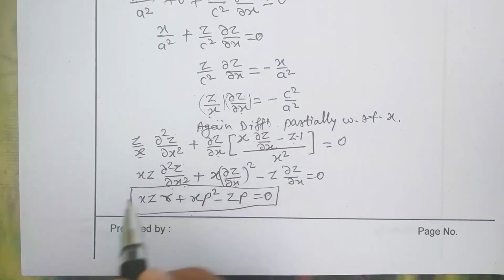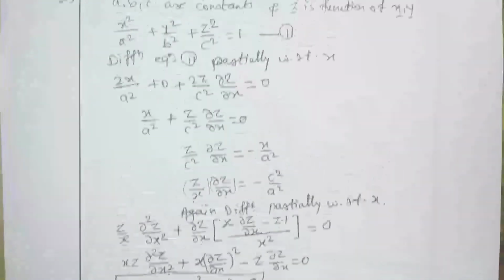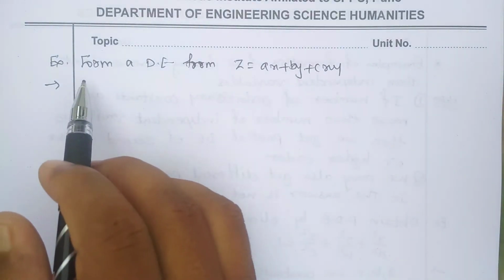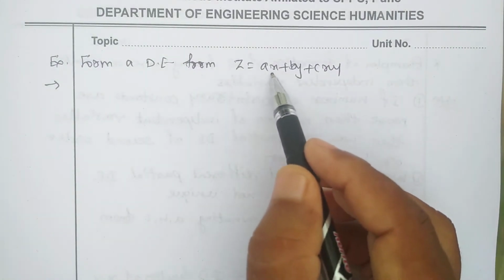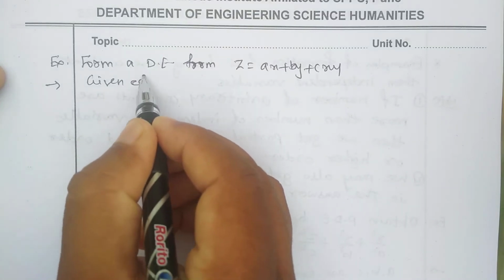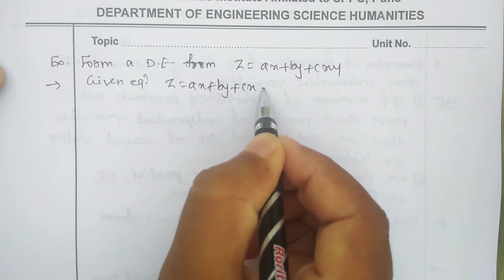See, it contains double derivative ∂²z/∂x², that is, it is a second order differential equation. Then next example. So next question is to form the differential equation from z equals ax plus by plus cxy. So what is the given equation? z equals ax plus by plus cxy.